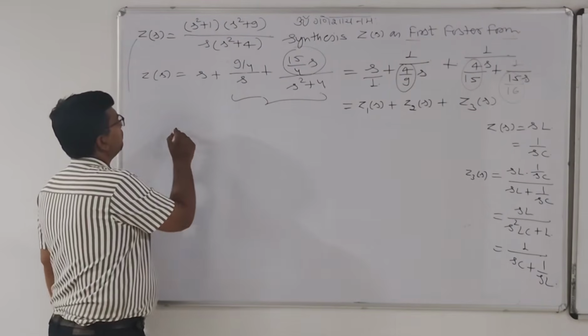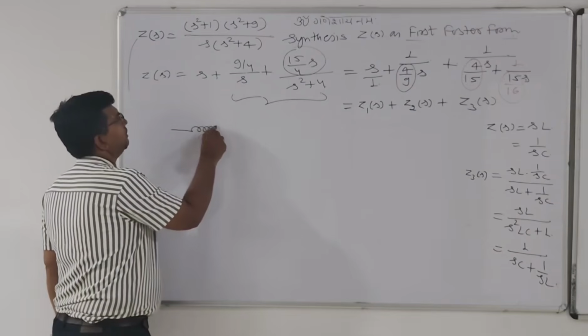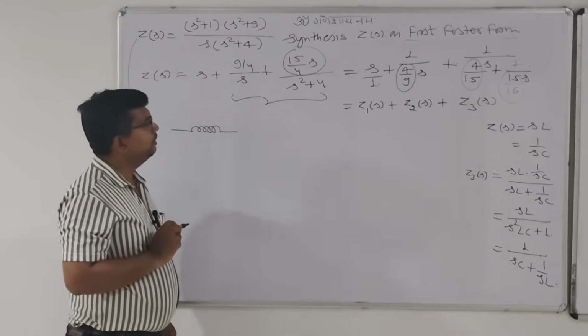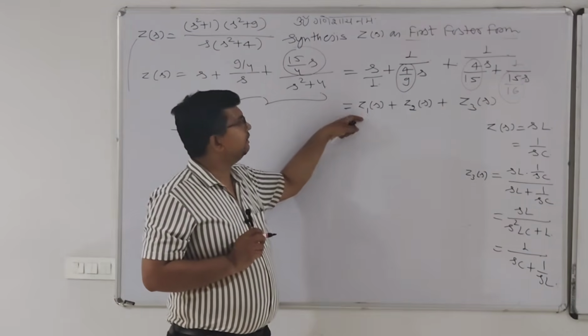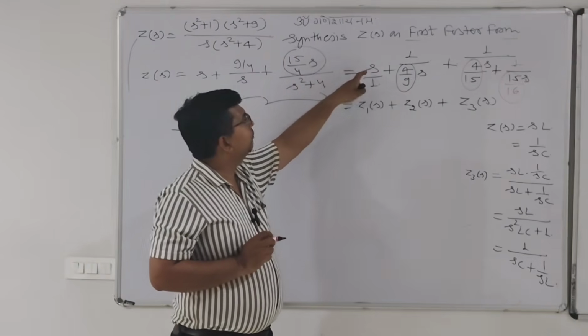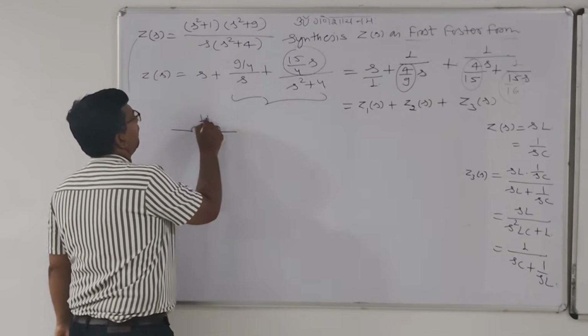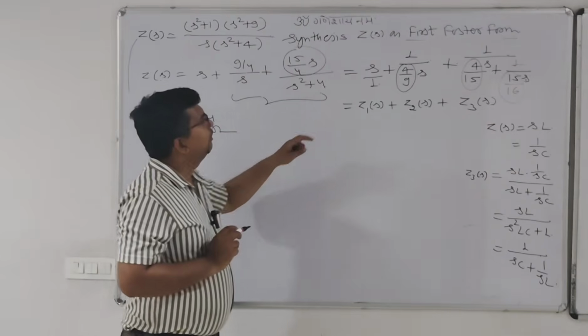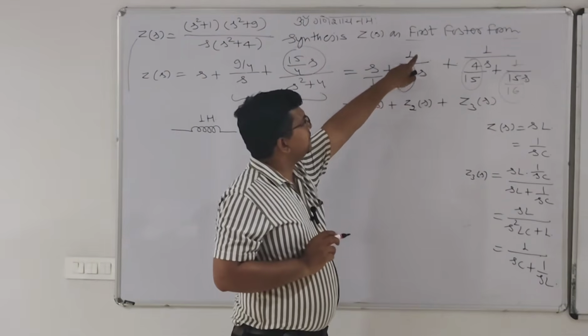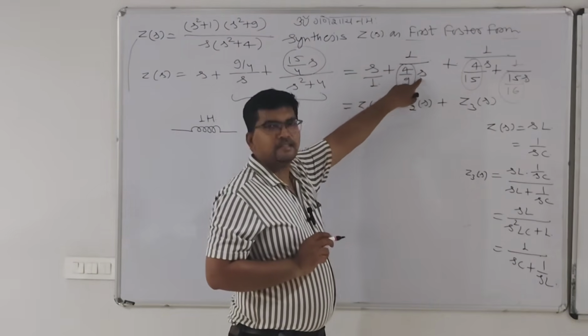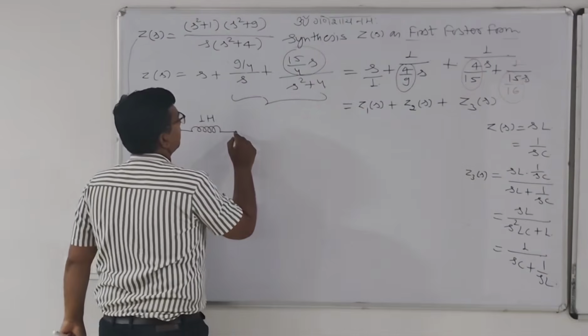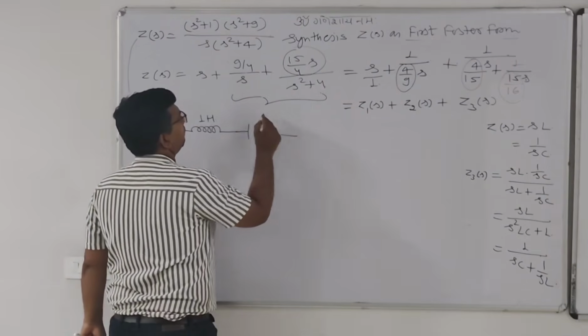We already know the first Foster form is basically the series or impedance form. So first is Z1(s). What is Z1(s)? It is S. What is the coefficient of S? It is 1. So basically it represents a 1 Henry inductor. Z2(s) is basically 1 upon SC. So the second element represents the capacitor. What is the value?